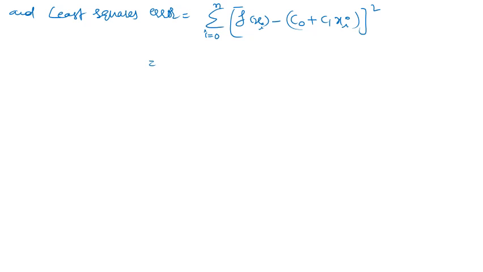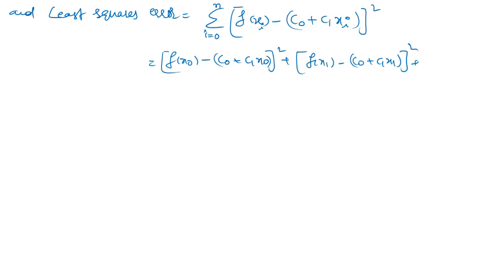If I substitute the values one by one, y equal to 0, f of x0 minus c0 plus c1 x0, this whole square, plus f of x1 minus c0 plus c1 x1, whole square, and so on. Lastly, the n value is 4, so f of x4 minus c0 plus c1 x4, this whole square. If I substitute all the values, you know what f of x0 is.